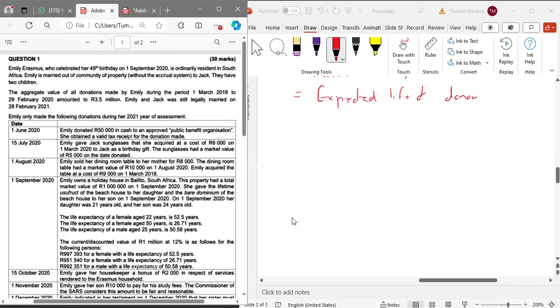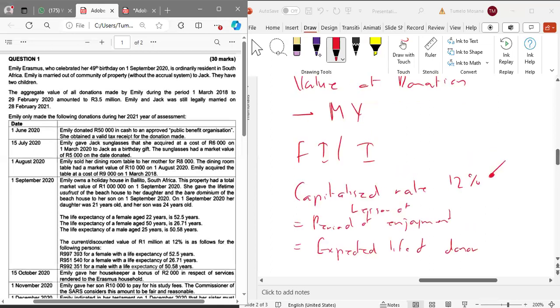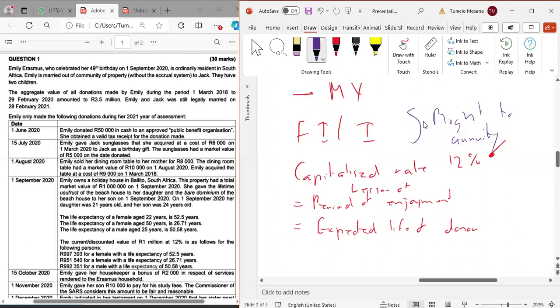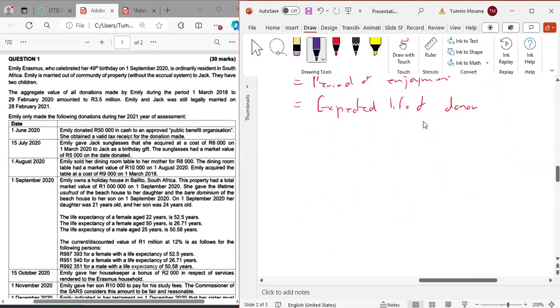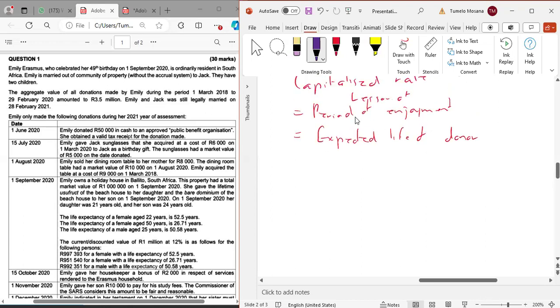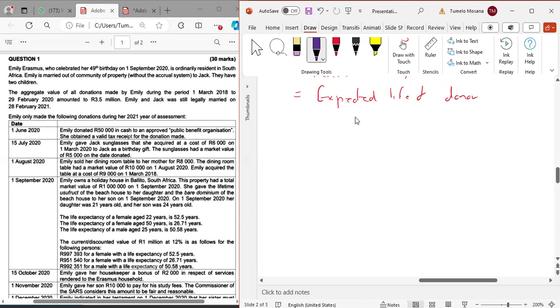Right. So now, this would also be applicable to the right to annuity, right? Right to annuity. If you are given a right to an annuity, not you receiving an annuity, but receiving a right to an annuity. For example, let's say you had a spouse, the spouse passed away, and you are given the right of the annuity of your spouse. So you are going to choose the rate that's lesser of the period of enjoyment or the expected life of the donor, right?